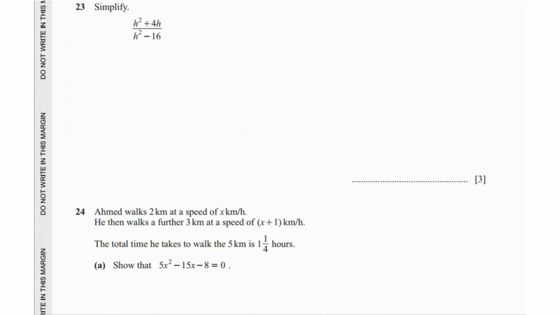Then it says simplify h square plus 4h over h square minus 16.